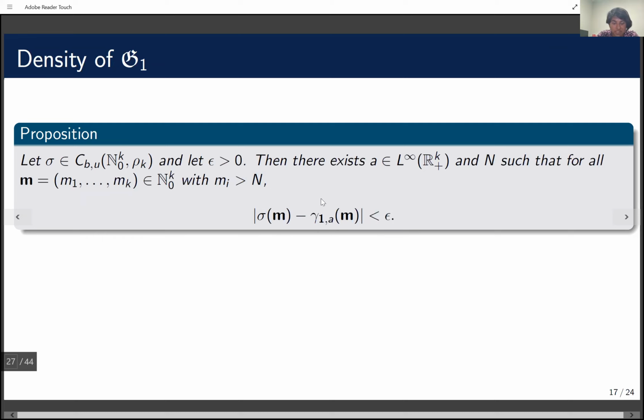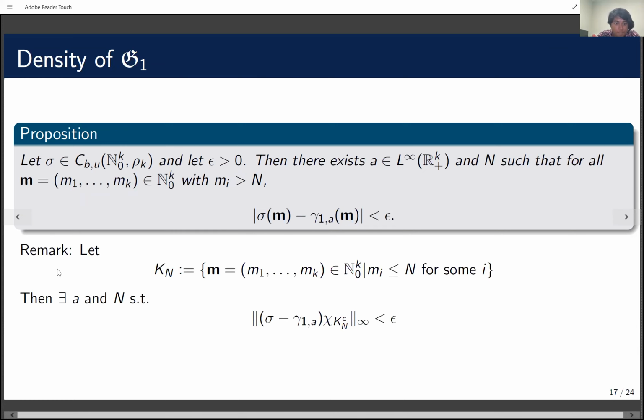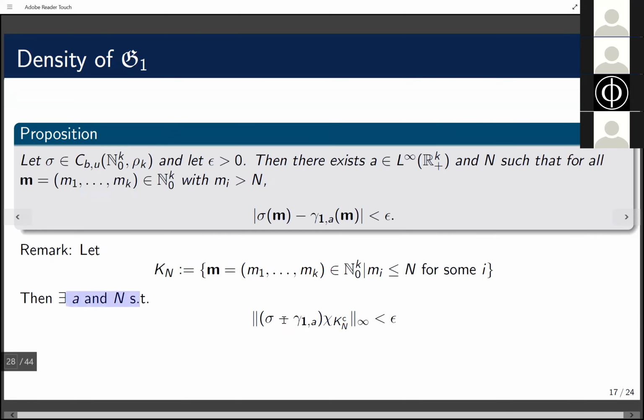So this proposition is kind of a generalization of the proof for one dimension, which was done by Esmeralda and Maximenko. So now if we define this set Kn to be all the m's in N naught^k such that at least one of the mi's is less than n, then what this proposition is telling us is there exists n such that, if we take the subnorm of sigma minus gamma 1 a restricted to Kn complement, it's going to be less than epsilon.